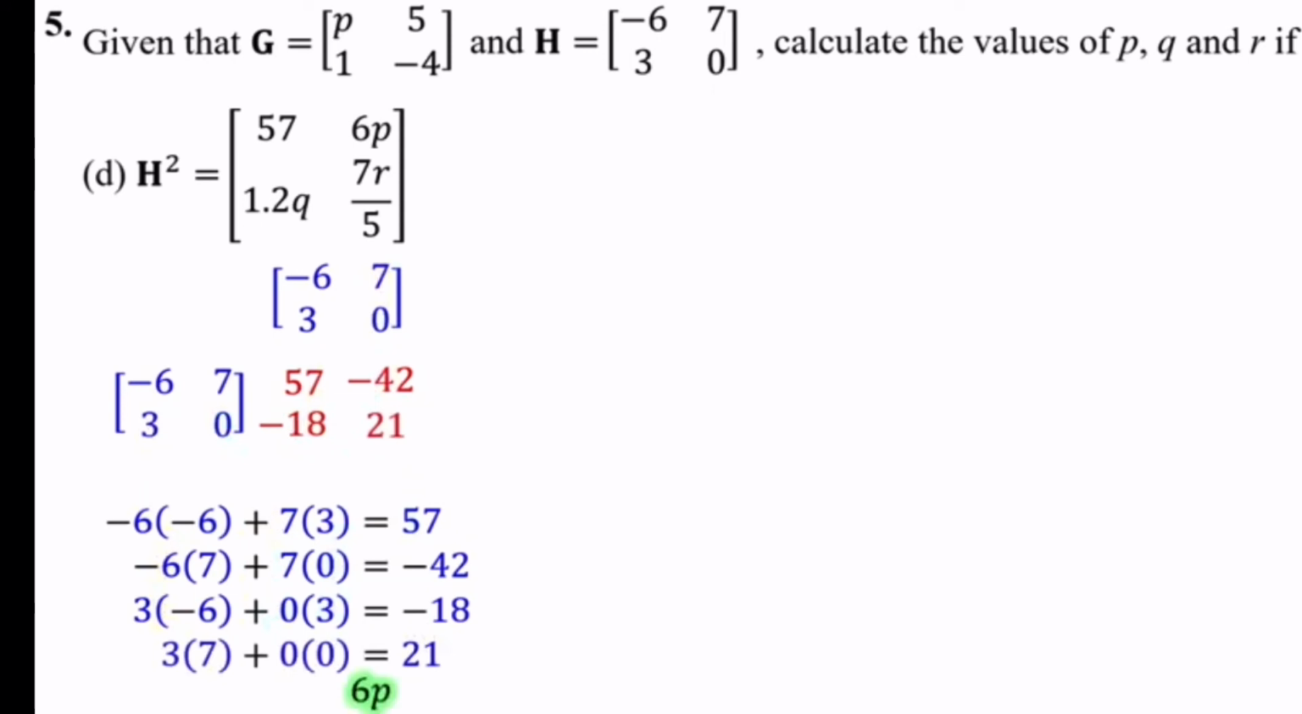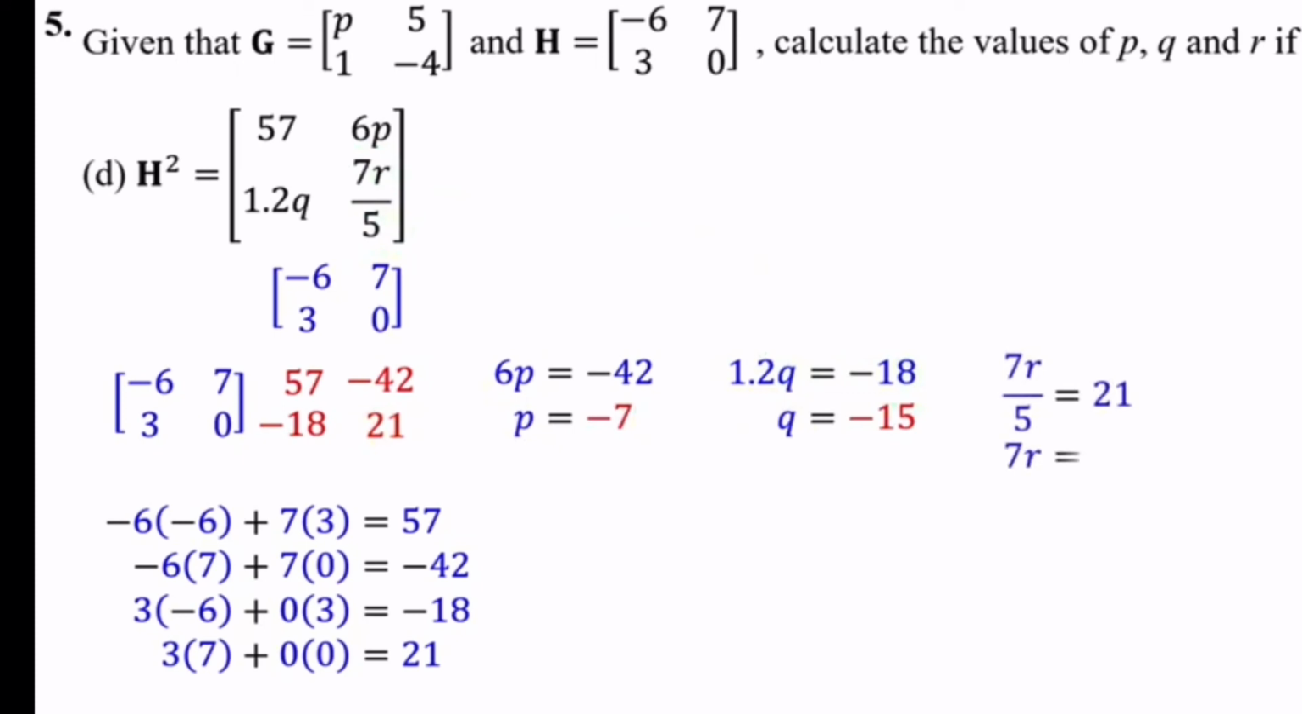So finally, we will equate to the answer given. 6p equal to negative 42. So hence the p is negative 7. And then we will solve 1.2q is equal to negative 18. So the q will be negative 18 over 1.2. So the q is negative 15. And finally, we have the answer 7r over 5 is equal to 21. So 7r is 21 times 5.